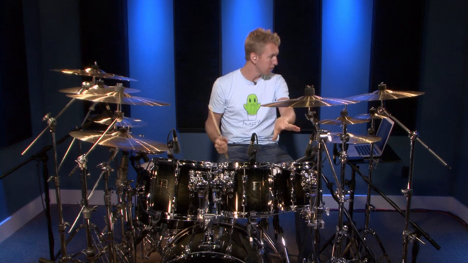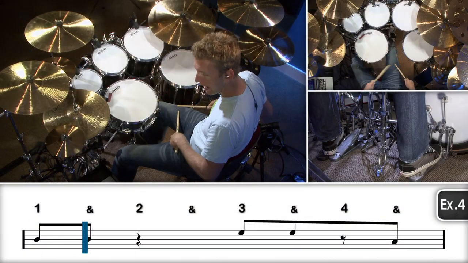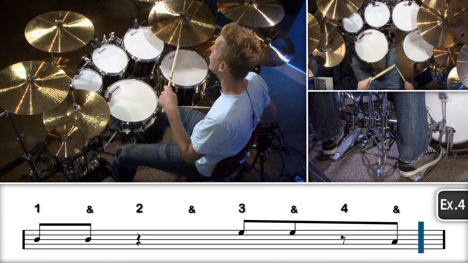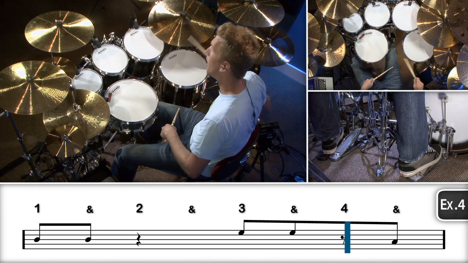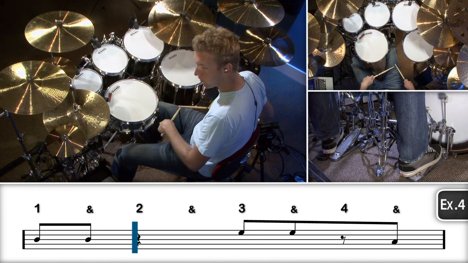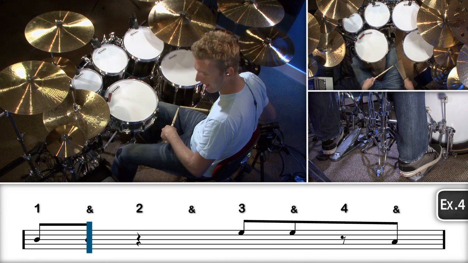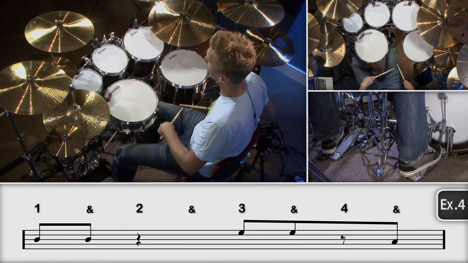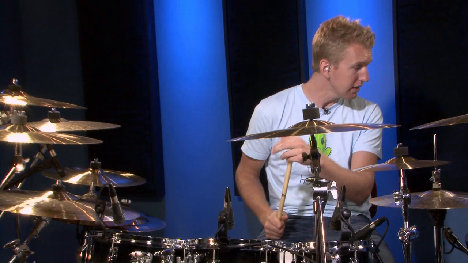So I won't actually move it around the drums or anything for you. I'm just gonna play it for you on my leg. So I got one and two and three and four and one and two and three and four and one and two and three and four and one and two and three and four and. Right? Simple as that. I'm not even gonna play it for you guys because I know you can do that. Let's get to number five.